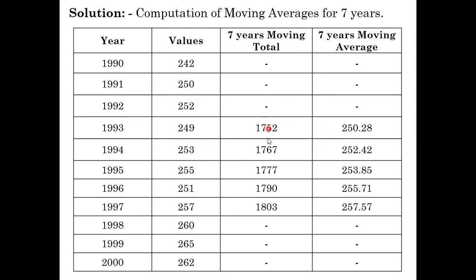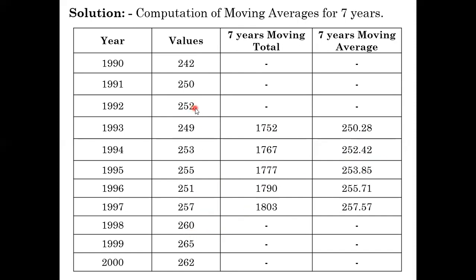Okay, students. Up to how much? 251. 1, 2, 3, 4, 5, 6, 7. 251. Is it? Next, you add from 257. 257 to 1, 2, 3, 4, 5, 6, 7. You leave the first one, then up to 257. 1767 divided by 7, 252.42.